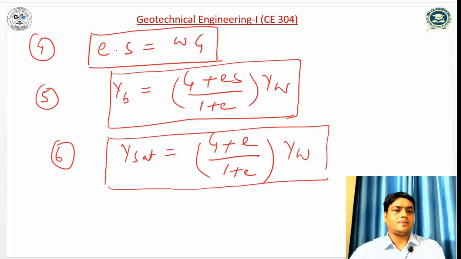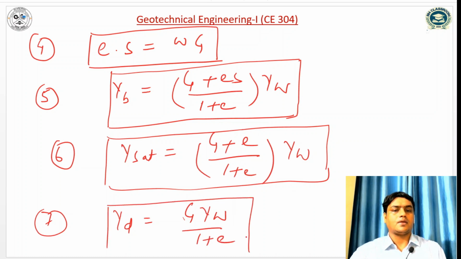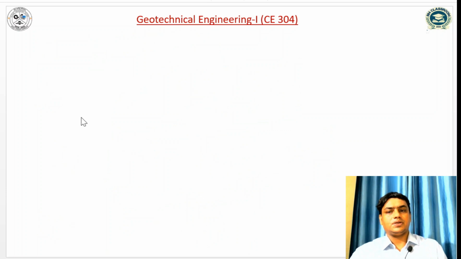Similarly, if I am interested to write the dry density, so dry density is equal to, put the value of degree of saturation in case of dry soil as 0. So it is G gamma W divided by 1 plus E. So this is the expression of dry density.